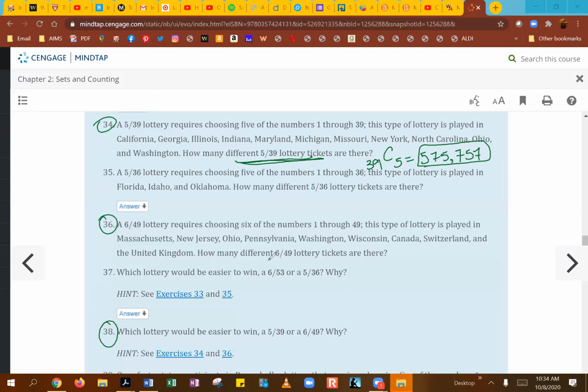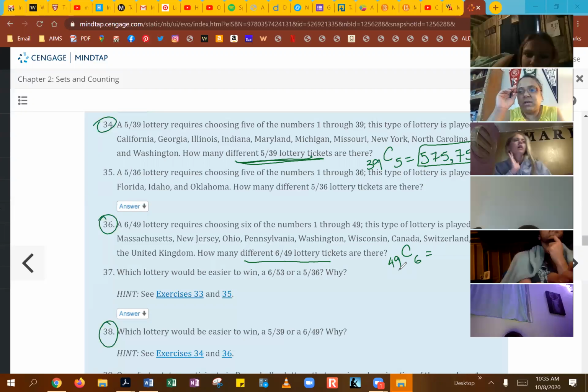So obviously, we'll do the same calculation for number 36. In this case, they are saying choosing 6 numbers from 1 through 49. So out of a total of 49 numbers, you're choosing 6. And what will that come out to be?